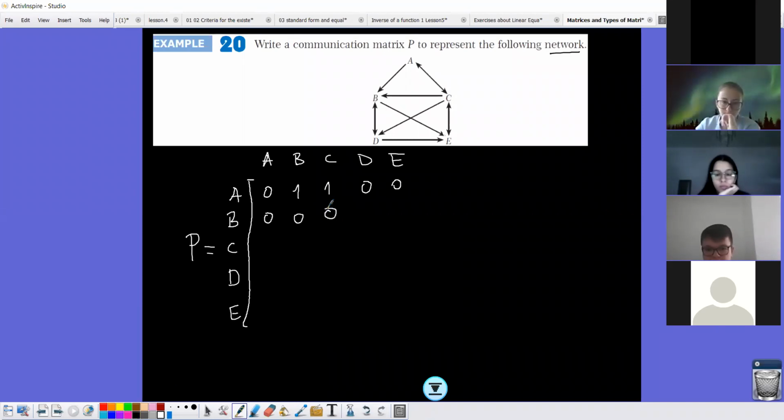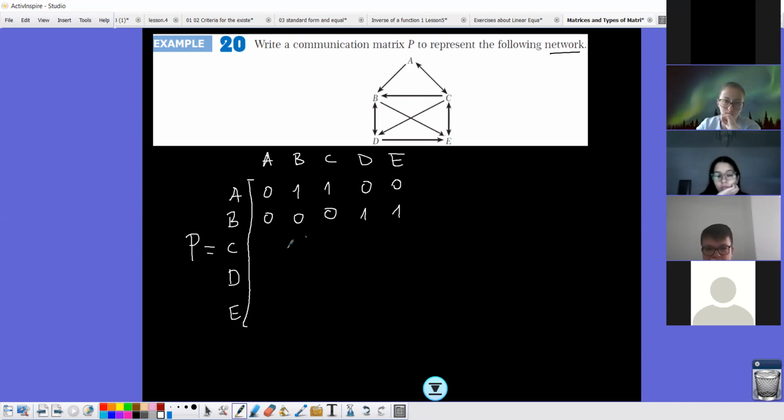Now, Salman again, from B to D, there is a connection. Yes, one. And from B to E, Giovanna? Yes, teacher, there is, it will be 1. So now tell me the numbers. I will not ask one by one.